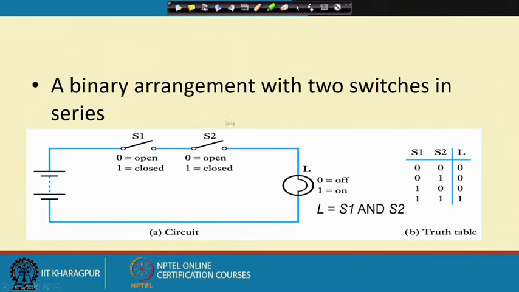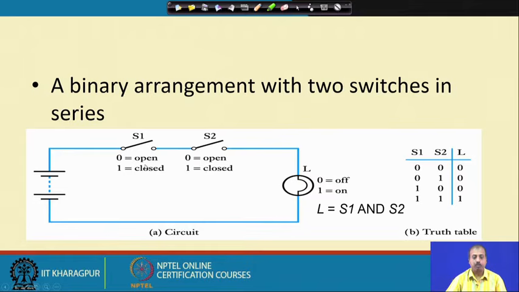If we consider two switches, S1 and S2, connected in series, S1 can be either open or closed, and S2 can also be open or closed. The lamp gets the current flow only when both S1 and S2 are in the closed state. If I represent open by 0 and closed by 1, only when both switches S1 and S2 are closed, getting the values 1 and 1, is the lamp on, so L equals 1; otherwise the lamp is 0.